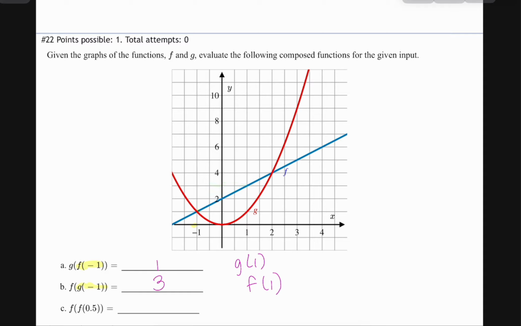And then finally, f of f of 0.5. You'll notice how this time we're going to use the f function twice. So if x is at a value of 1/2, our f function, I believe, is at 2.5. So that's f of 2.5. Now we're going to go back to the f function. We're going to find an x value of 2.5. I would say it looks about 4.5. So that is how we use a graph to evaluate a composition. Start from the inside, work your way to the outside.